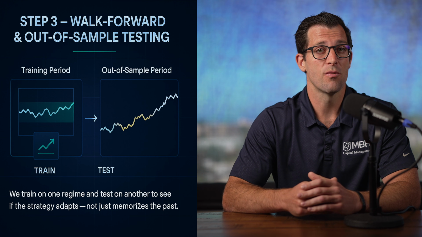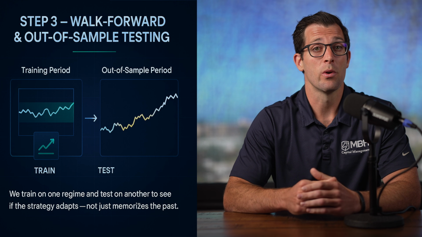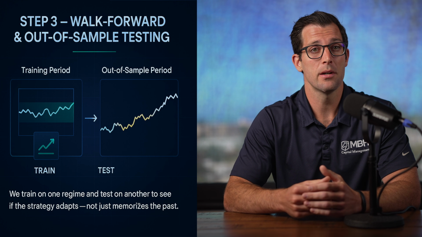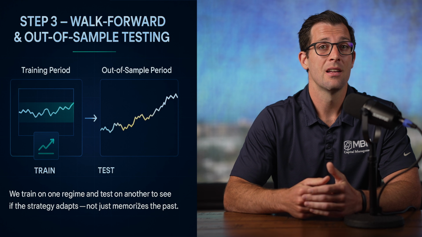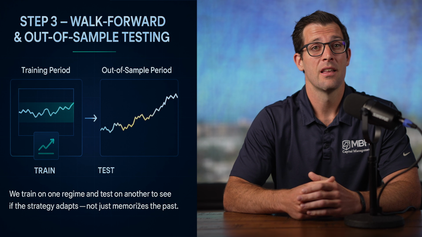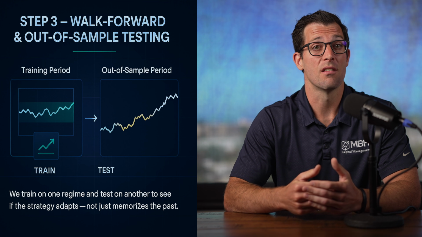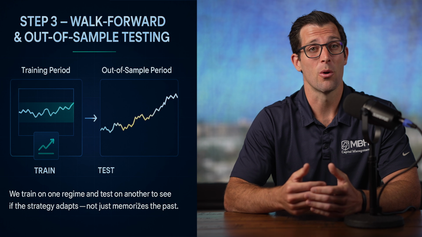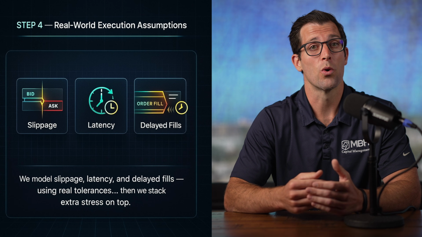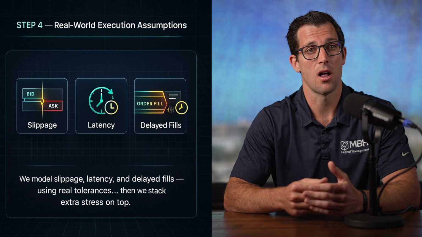3, walk forward and out of sample testing. We train the strategy on one time period and test it on a different one, and keep an unseen period. This mimics how trades adapt in the real market, and it's the best way to avoid fooling yourself with hindsight.